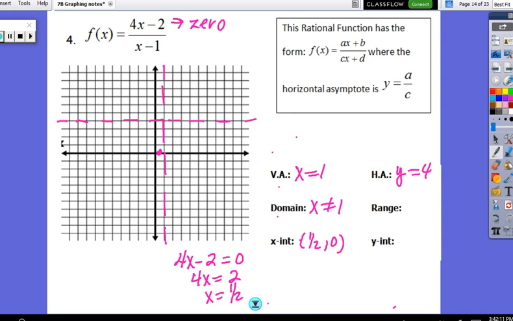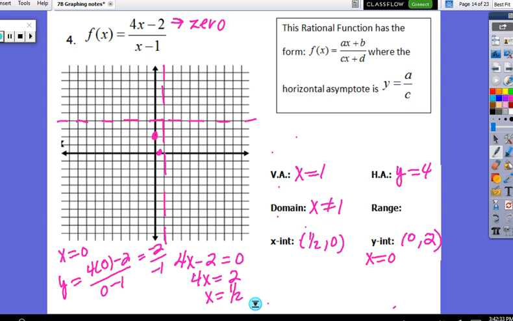Now the y-intercept you find when x is equal to 0. So if I substitute 0 in for all the x's and simplify, I'm going to get negative 2 over negative 1, which is positive 2. So 0, 2 is my y-intercept. Well, that's going to be enough to get me my pieces here. So this piece of my graph is going to come in and respect those asymptotes.